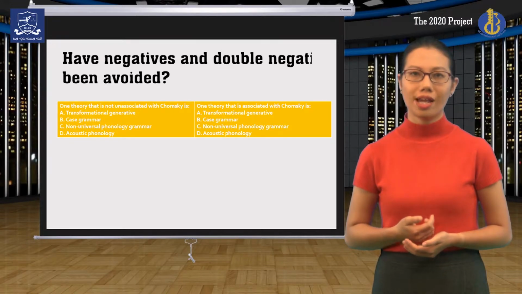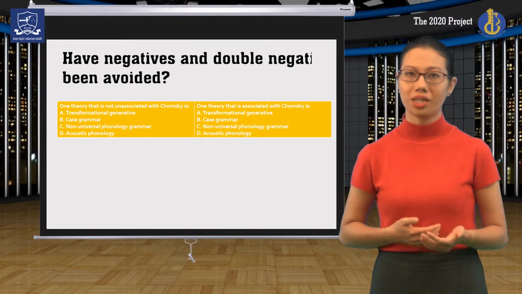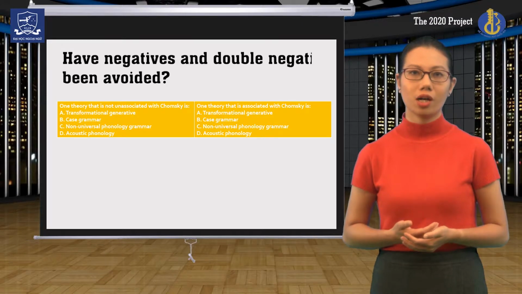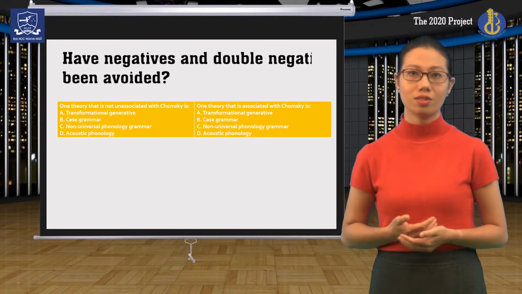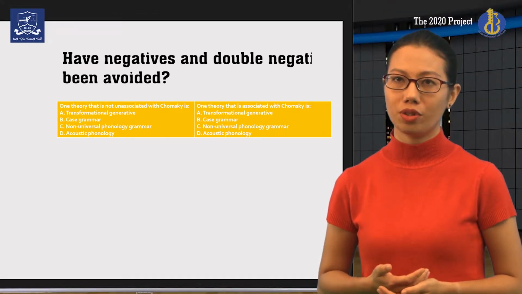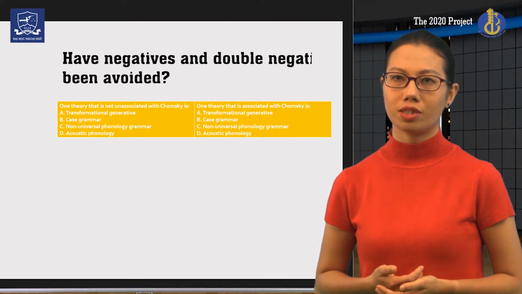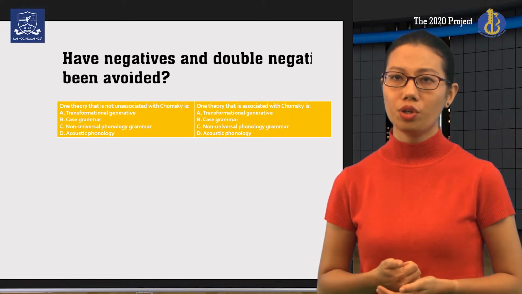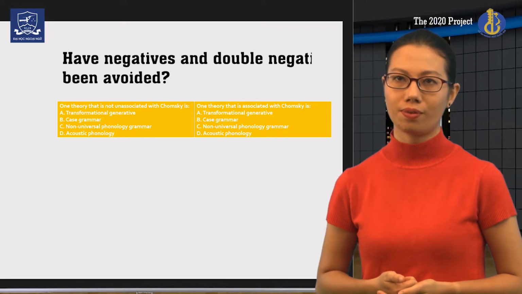Clearly, the three negatives, not, un, and non, in this item make the item impossible to process, whereas the following accomplishes the same thing without confusion, even though it contains the single negative non. One theory that is associated with Chomsky is: A. Transformational generative, B. Case grammar, C. Non-universal phonology grammar, D. Acoustic phonology.